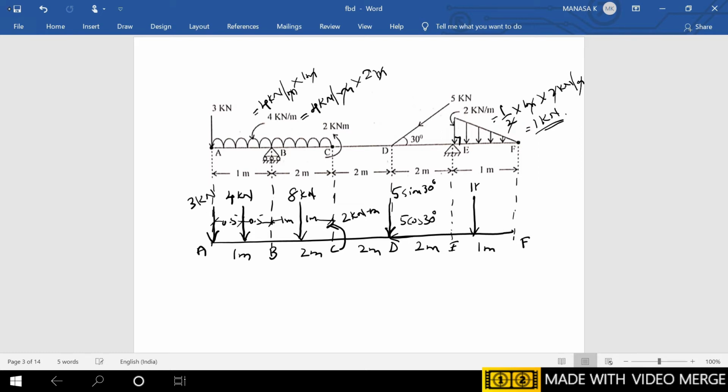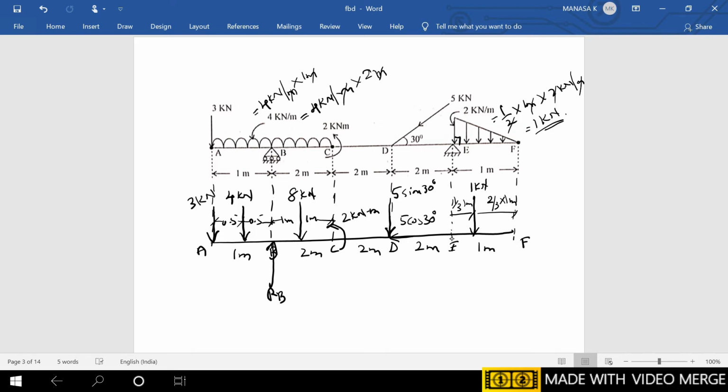So this 1 kilonewton will be acting where this distance will be 1 by 3 of 1 meter, that is the base of the UVL, and this distance will be 2 by 3 of 1 meter from E and F respectively. Next we go for the supports. At B there is a roller support, so there will be one upward reaction, that I'll take as RB.